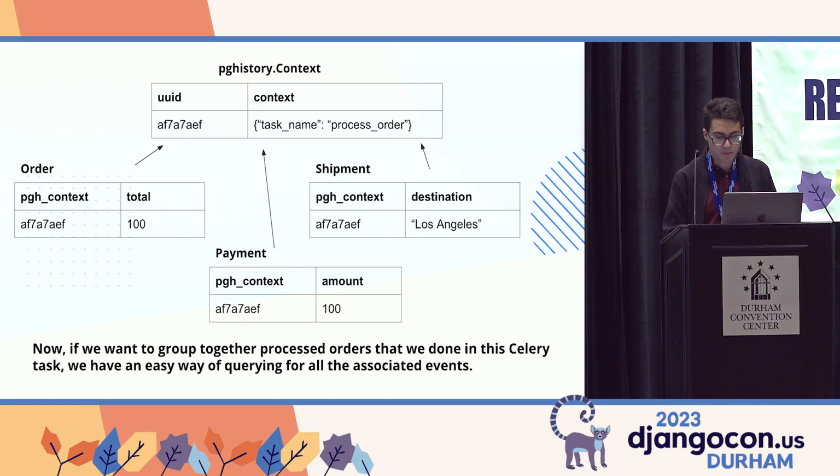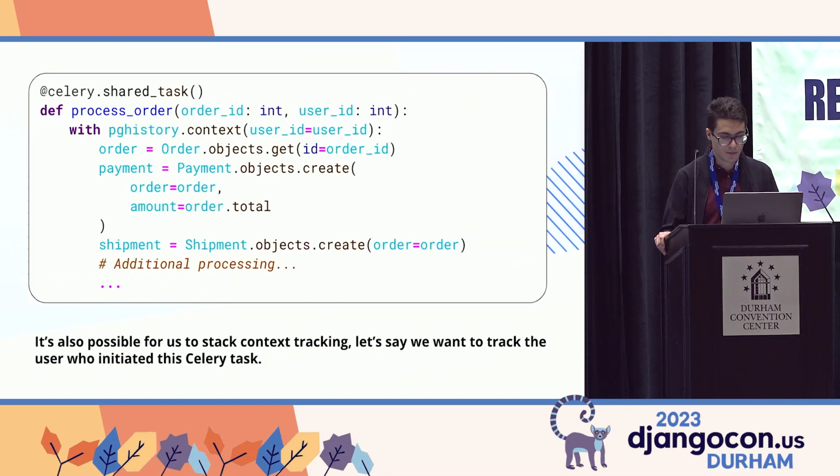And going further, it's also possible for us to stack context tracking, right? So maybe there's some additional data you want to grab in the Celery task. Maybe, for example, the user ID, right? So let's say the Celery task is being kicked off from inside an API request, and we're passing in the user ID who initiated this. We can also just add that in.